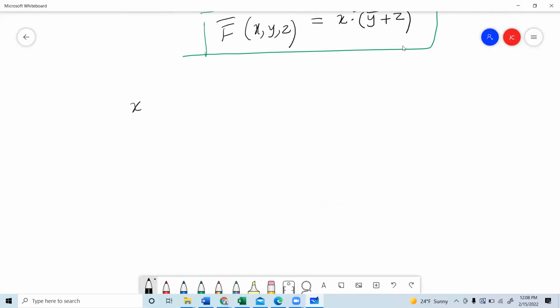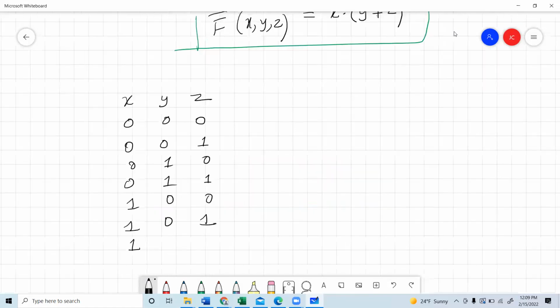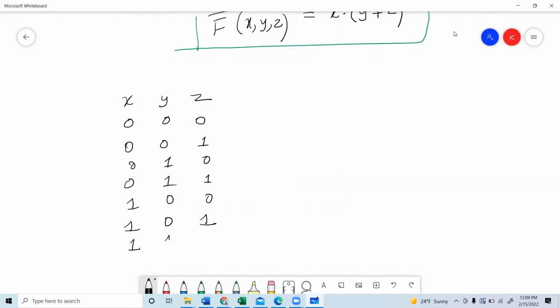See, for this all we need is x, y, z. So 0, 0, 1, 0, 1, 0, 0, 1, 1, 1, 0, 0. Please try to align and write. Otherwise, it will be difficult to look and write. 1, 1, 0 and 1, 1, 1. Right?